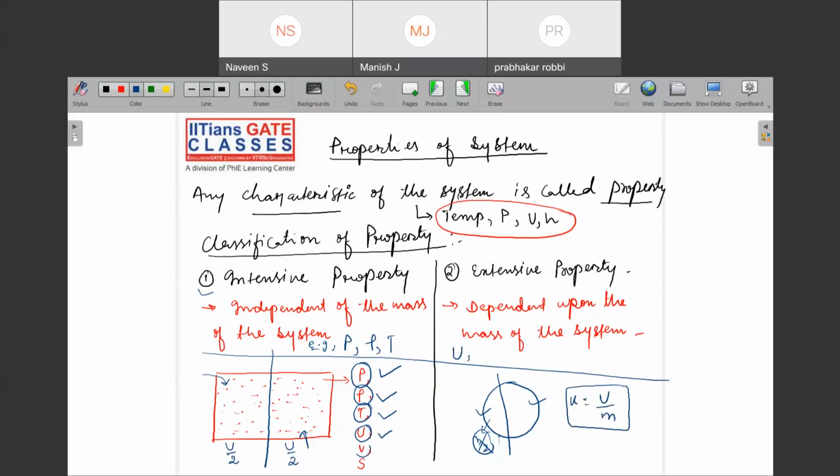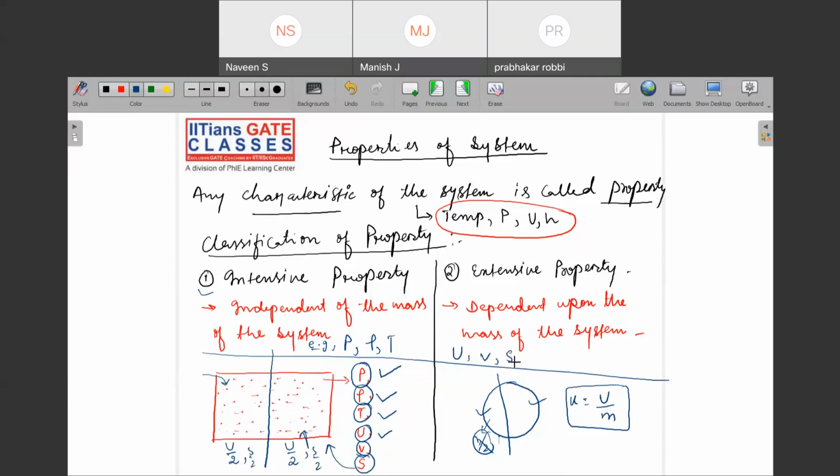And what about volume? Again, if you divide it into two equal parts, the volume also changes. That means it is dependent on mass. And what about entropy? Again, if S was the entropy of this whole mass, and I have divided it into two equal parts, then it will be S by 2 and S by 2. So can I say that this is also an extensive property?